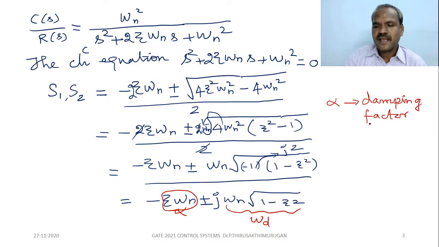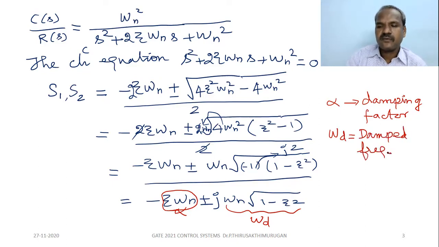It is also called the actual damping factor or actual damping coefficient. Simply put, a damping factor. So what is omega d? This is called the damped frequency of oscillations. Omega d equal to omega n square root of 1 minus zeta square.